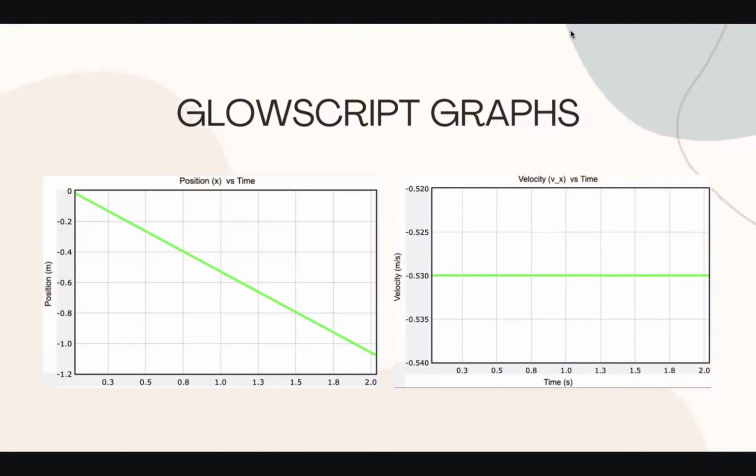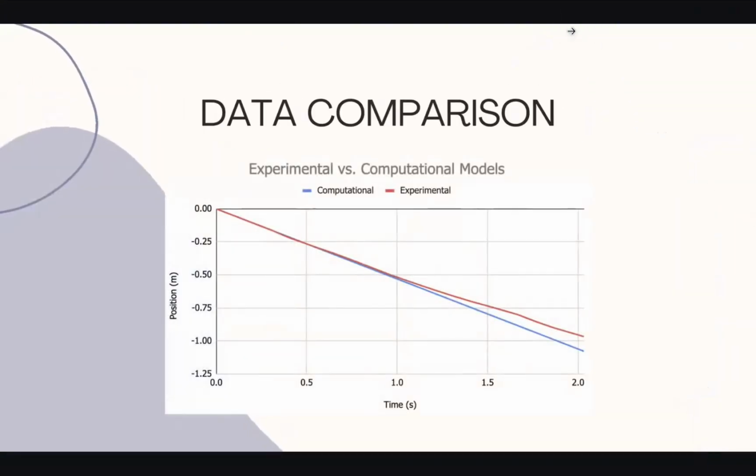The GlowScript graphs show a linear slope on the position versus time graph showing constant velocity, and constant velocity can also be illustrated in the velocity versus time graph since there is no change in the slope and it is straight throughout. With data comparison, there is a slight difference in the data sets. The blue line represents the computational model, and it appears to be more straight and constant compared to the red experimental model line because no external forces are acting on the computational model.